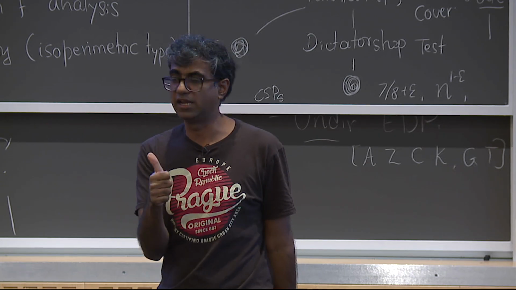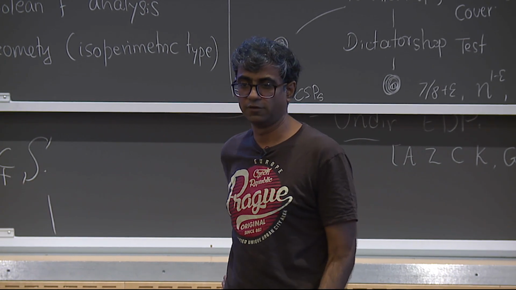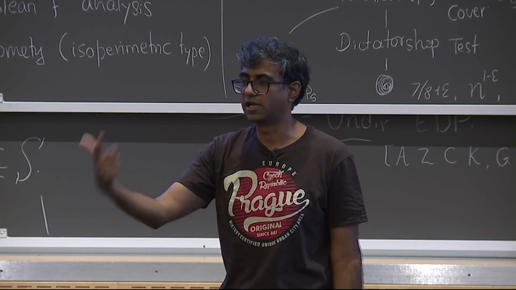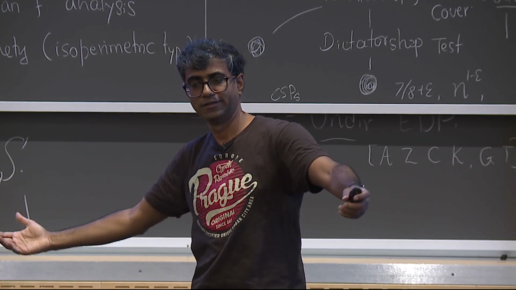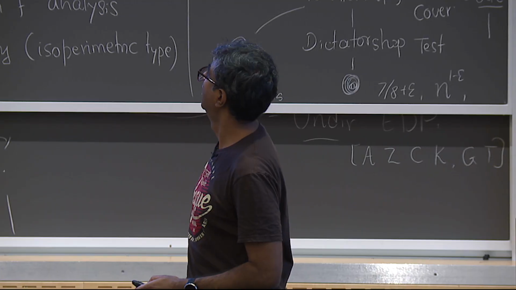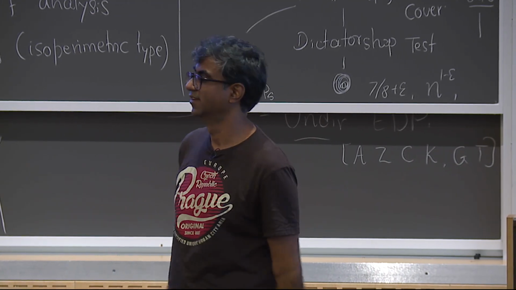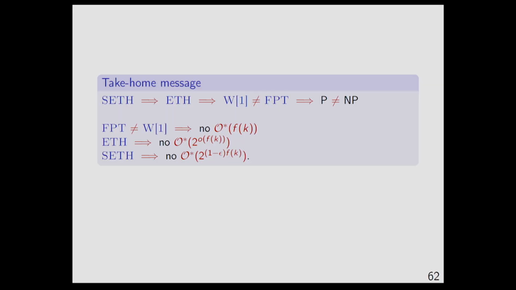We have seen that under ETH, there is no f of k to the power little o of k algorithm for independent set, multicolor independent set, and dominating set. Okay? And so what's the take-home message? SETH implies ETH, which implies W[1] not equal to FPT, which implies P not equal to NP. So FPT not equal to W[1] just means no such algorithm, and ETH implies no n to the power little o of k algorithm. SETH implies that 2 to the power 1 minus epsilon time f of k algorithms are not possible.